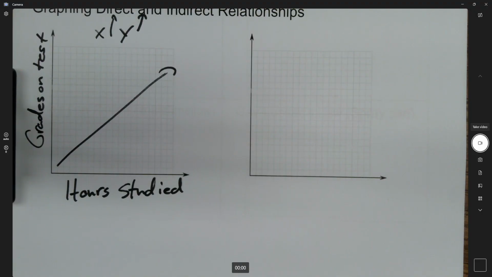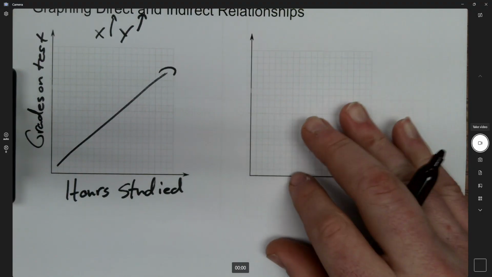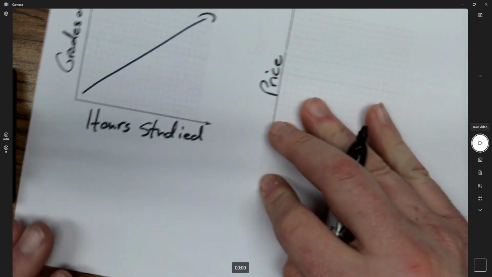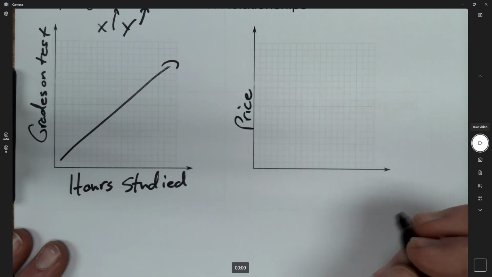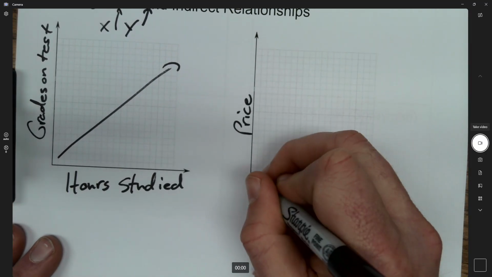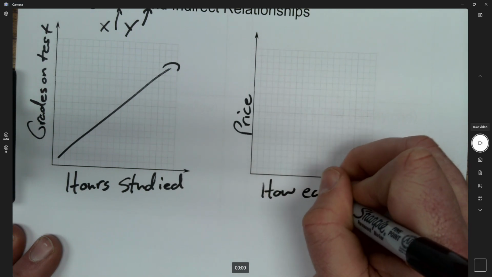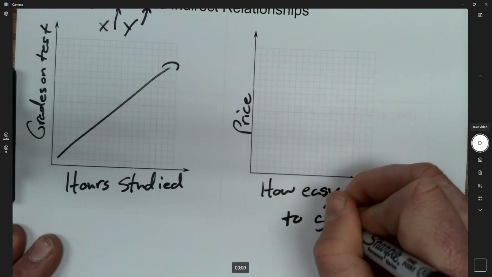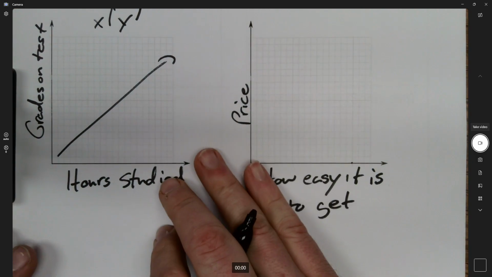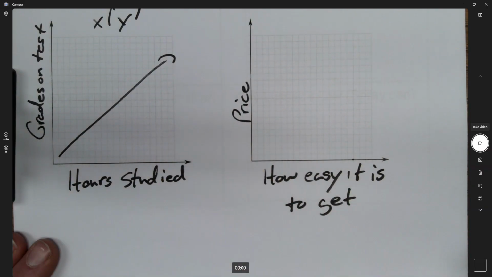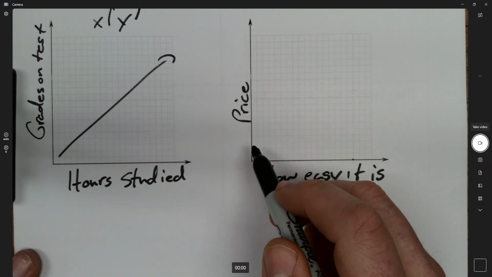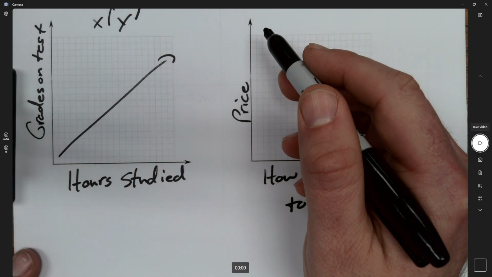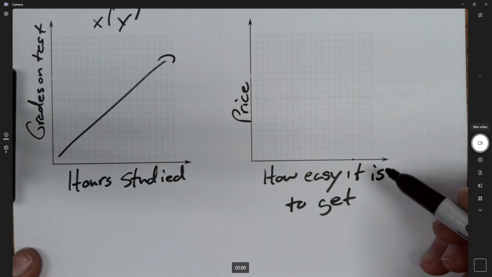My indirect relationship is going to be something like we see in econ. The price of an object has an indirect relationship with how easy it is to get, so basically the demand. What we'll see is that when something's really hard to get, it's usually very pricey. But the easier it is to get, the lower the price is.